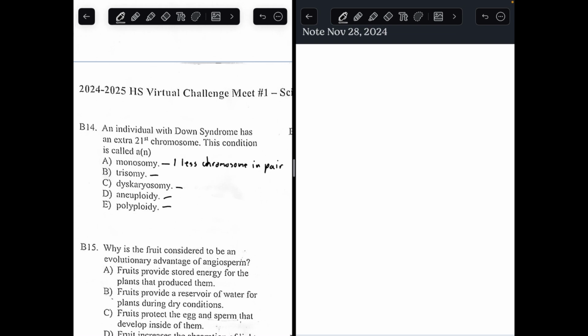The main thing you need to know in a monosomy is that in a normal human karyotype, we have 23 pairs, and each pair has 2 chromosomes. That's 46 chromosomes in total, 23 pairs. One of those pairs is missing a chromosome. Let's say this one is missing one. This is a monosomy. A trisomy is the opposite, when you have one more chromosome.